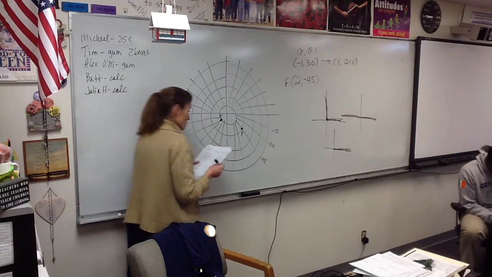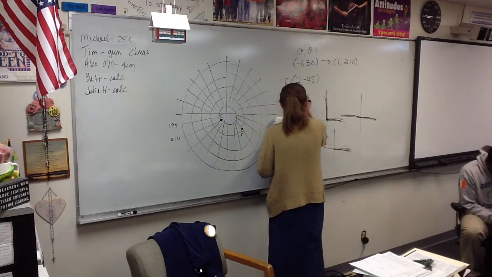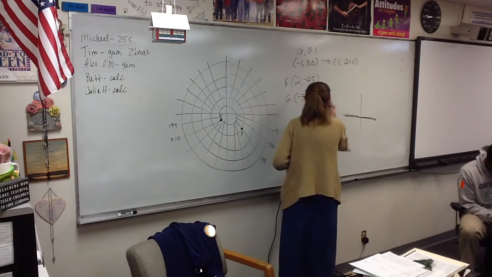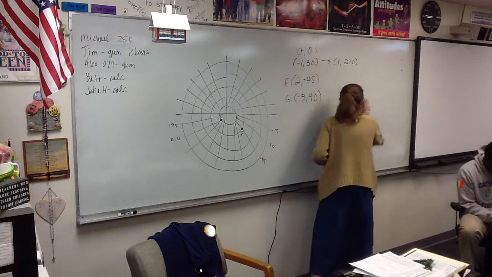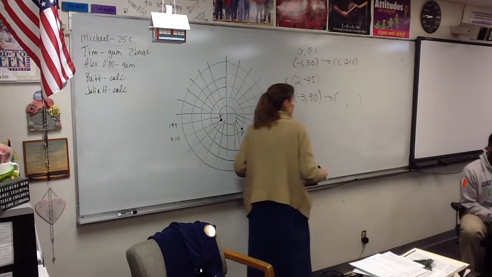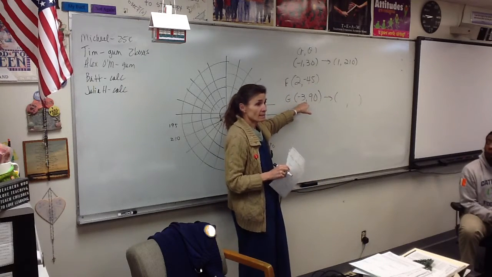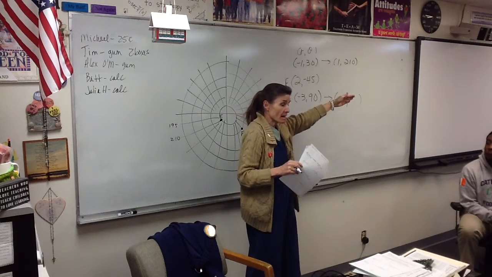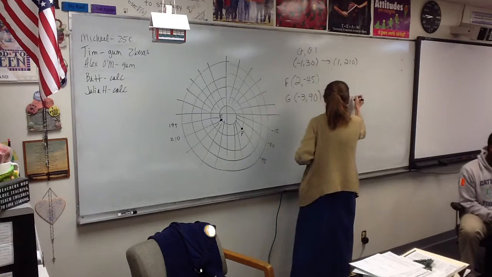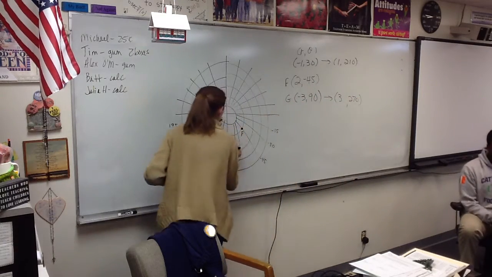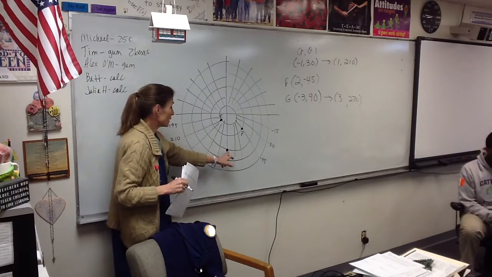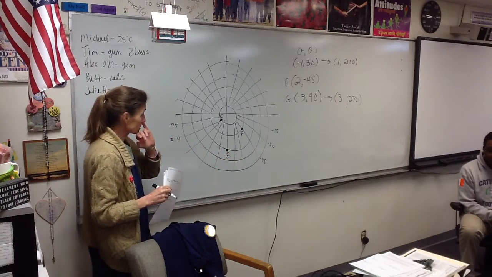Now, the next one, G, we're back to another negative radius. You can't have a negative radius. You can't graph on a negative circle. So we have to rethink that point. A negative radius tells you to go to the opposite angle. So what angle is opposite 90? 270. So we're going to plot 3, 270. So there's point G. On the third circle out, 270 degrees.